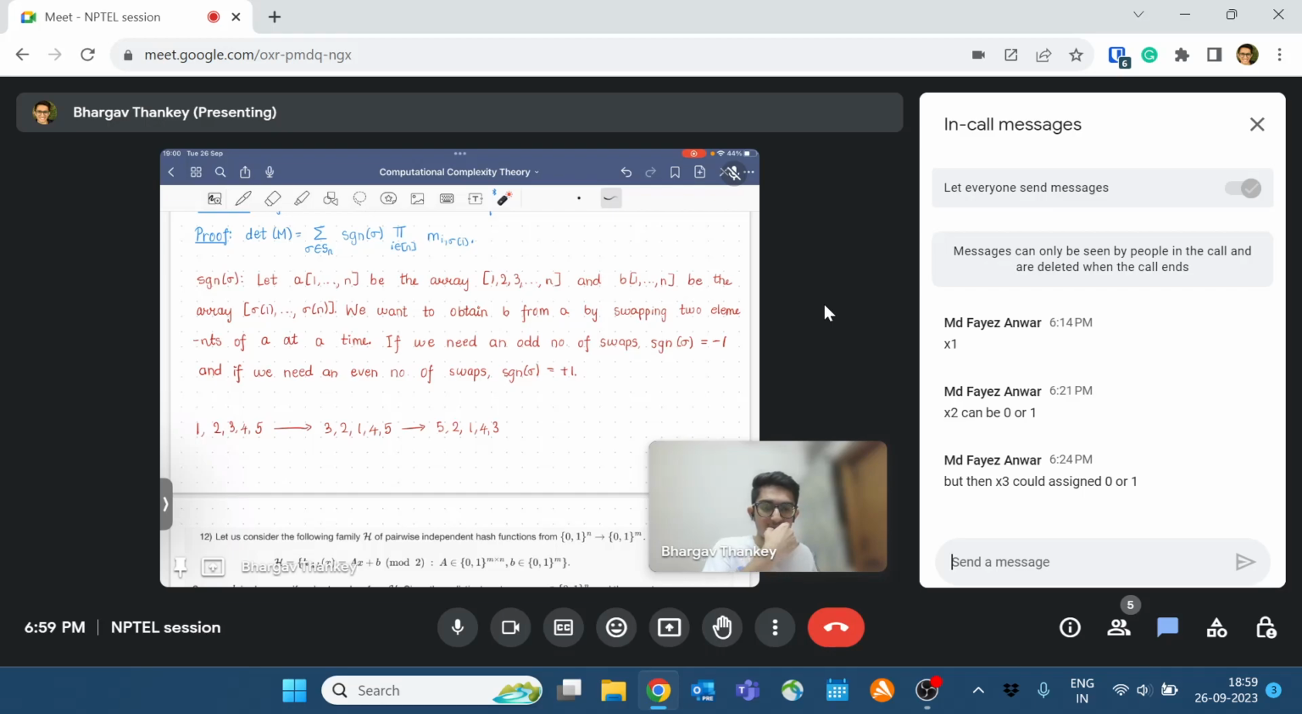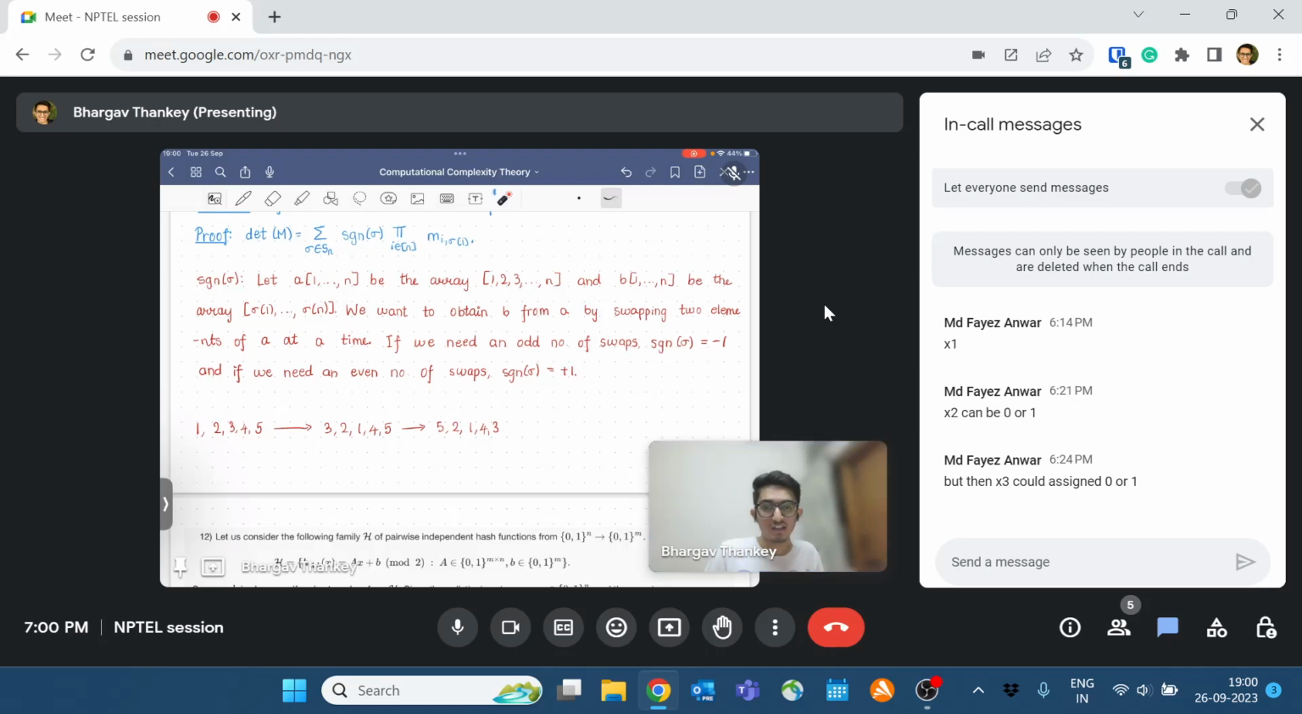So does this mean that we can have different splits, but both should contain either an even number of swaps or an odd number of swaps? Yes, that is true. For every permutation, you can go from 1 to n to sigma 1 to sigma n in multiple ways by just swapping two elements. Let's say one way requires k swaps, and another requires l swaps. K and l need not be the same, but either both of them are going to be odd or both of them are going to be even.